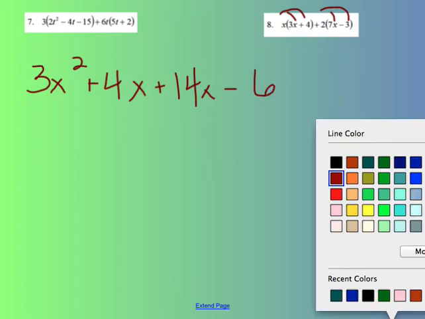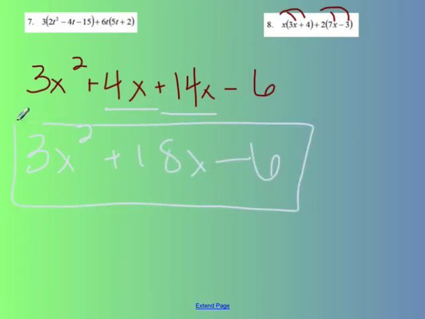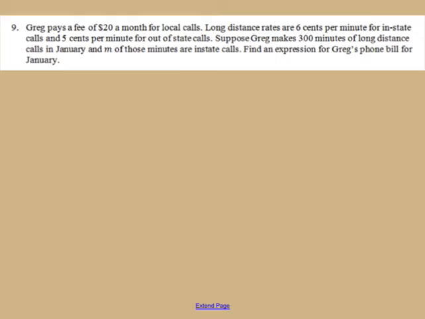So now we want to go through and add our like terms. So we have 3x squared, and then 4x plus 14x is 18x, and then minus 6. So again, it has to be in standard form or you will lose some points. Let's go ahead and take a look at that word problem.